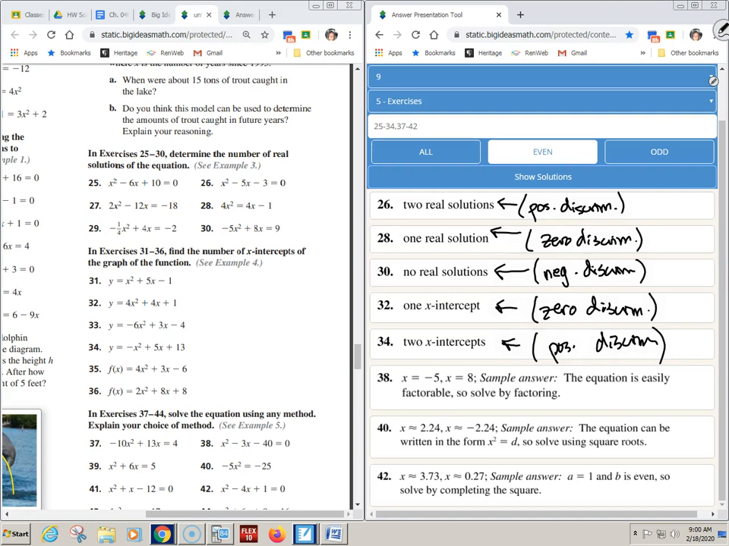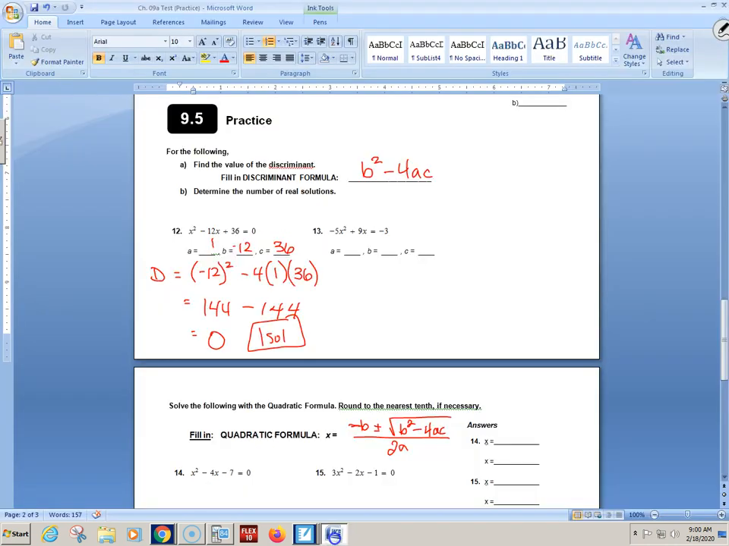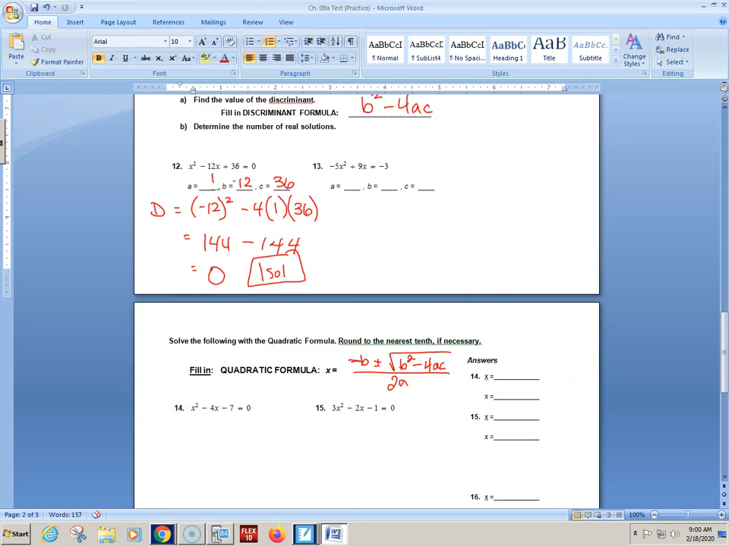So 26 or 25 to 34. What were you supposed to be doing? What's the discriminant? Is it 0 or positive or negative? I know how many answers there are. But then the end of homework got a little different. Now you guys can see the end of the practice test right here. What's the end of the practice test say?